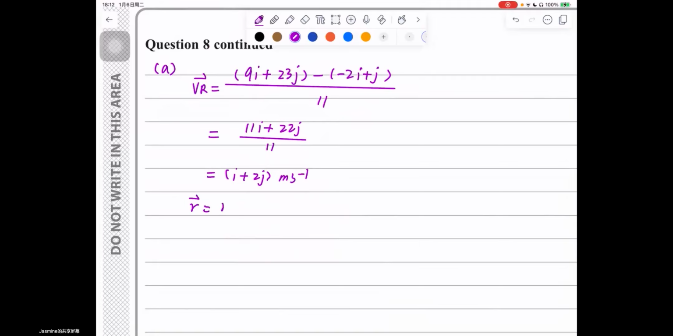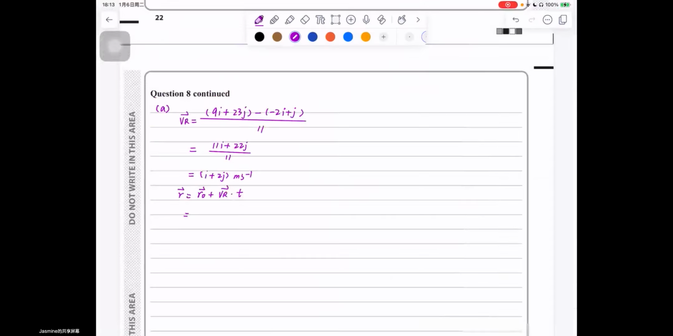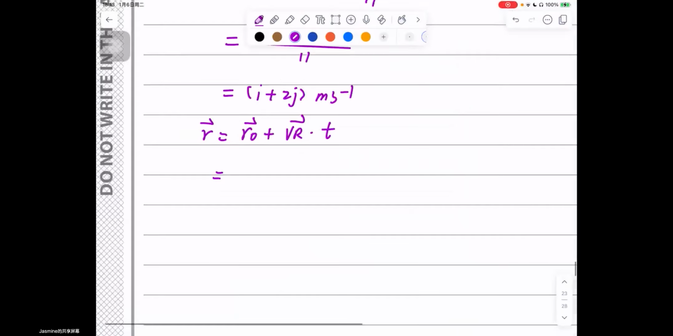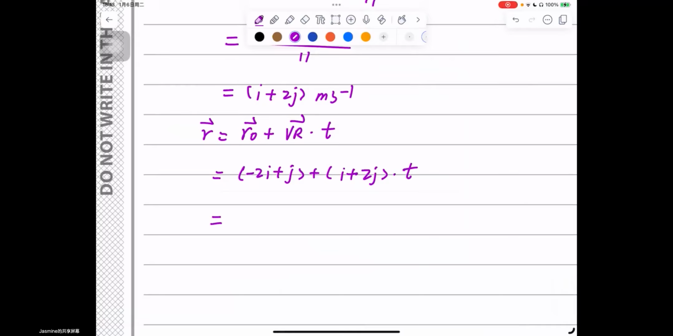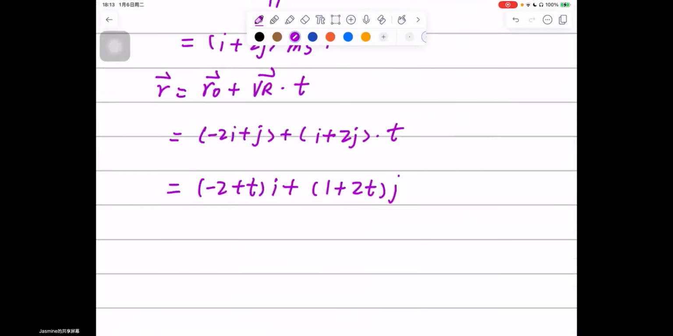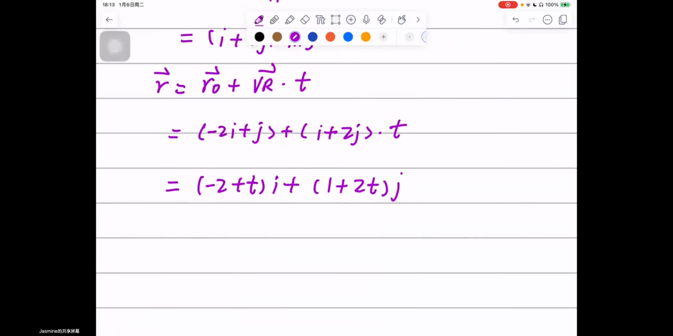Okay, now that we have figured out v, we're going to substitute this into this equation to figure out r. So r equals r0 plus v times t. What is r0? Look, r0 is here, minus 2i plus j. So it's minus 2i plus j plus (i plus 2j)t, and you get (minus 2 plus t)i plus (1 plus 2t)j. I'm just going to omit the calculation process and focus on the methods.